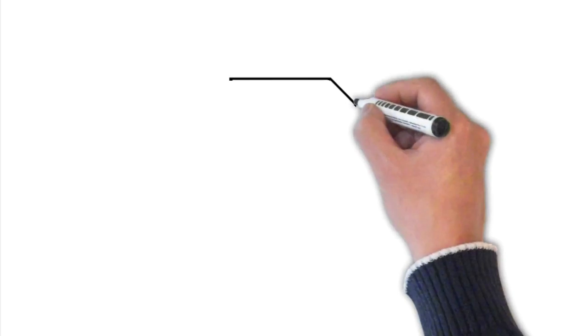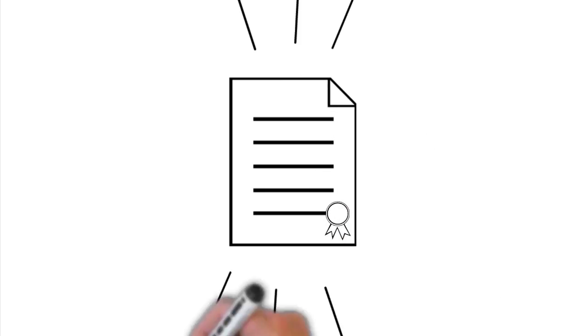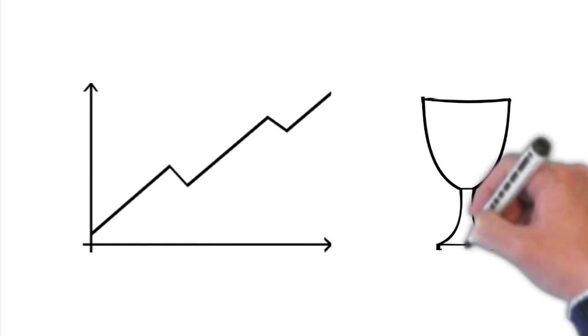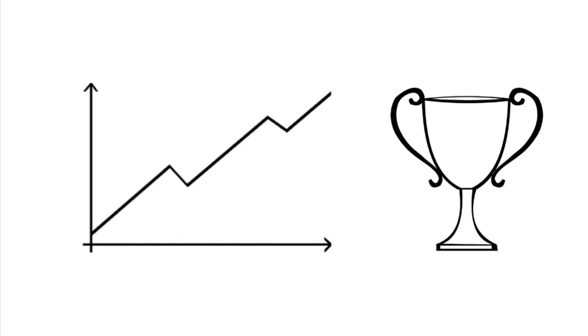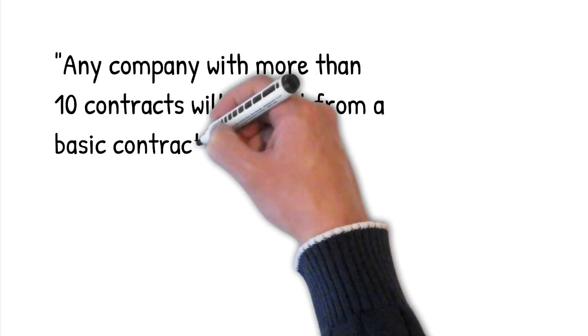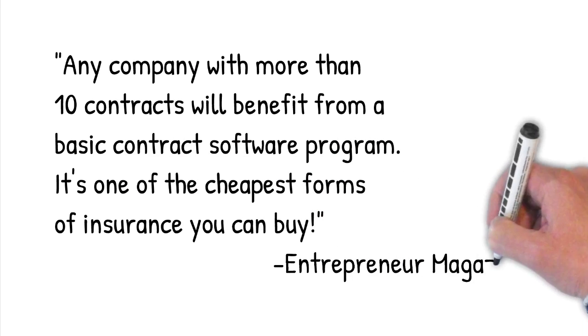Yet at the core of business today are contracts. They govern everything from employees' actions to the business entity itself. These days, if you want to grow without increasing your risk of cost overruns and litigation, you need a streamlined, automated contract management system. In fact, according to Entrepreneur Magazine, if your company has more than 10 contracts, you will benefit from even a basic contract management system.